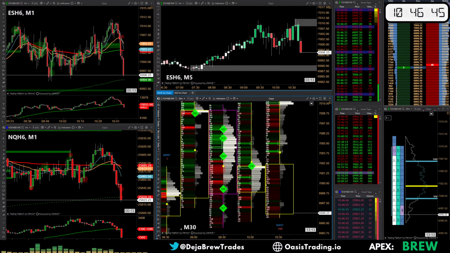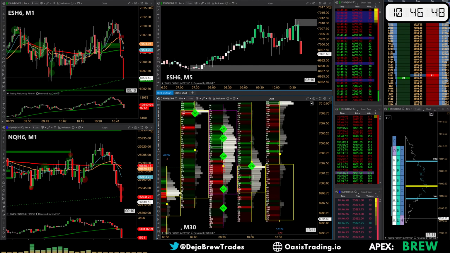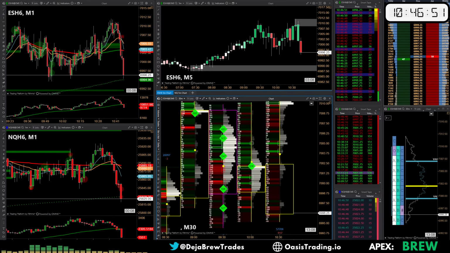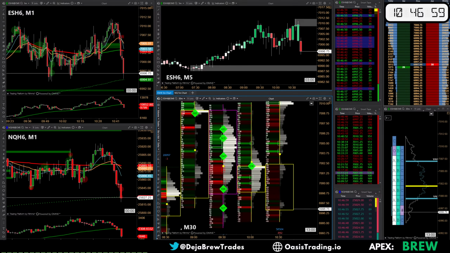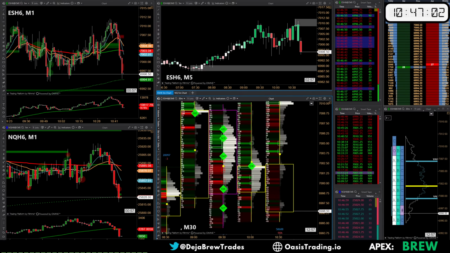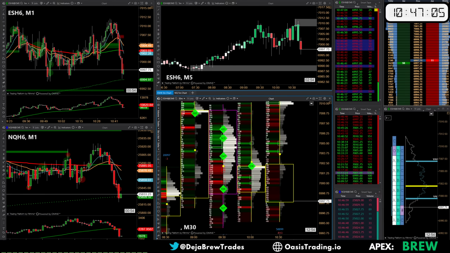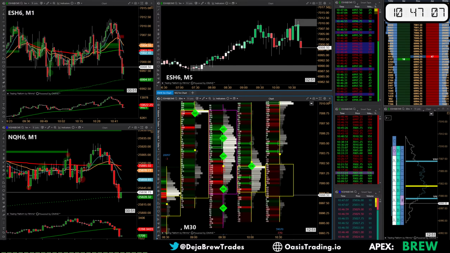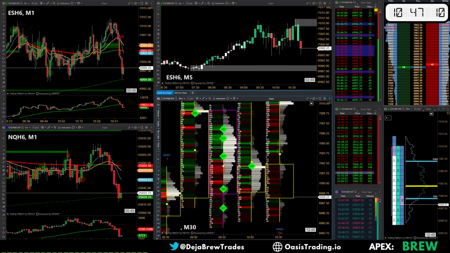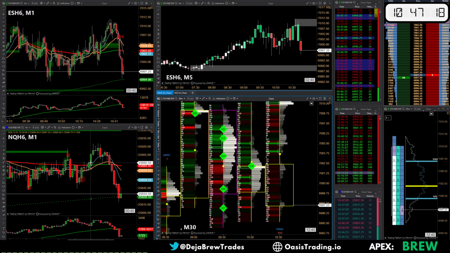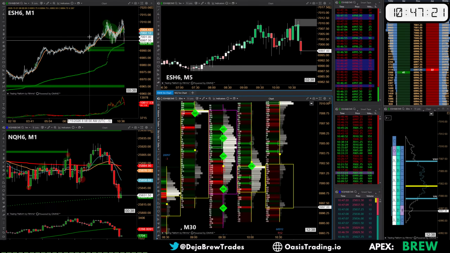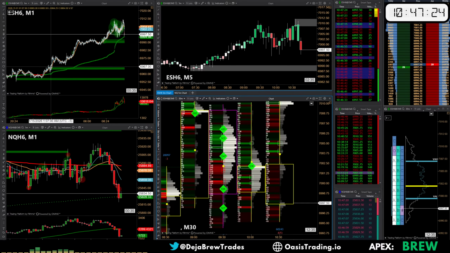Yeah, the buyers are kind of giving, they're letting this happen for the most part. They're not really fighting this at all. Here's VWAP on ES. That is our first VWAP test in quite a while.